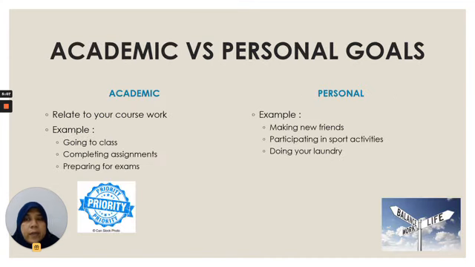Here's the difference between academic and personal goals. For academic, it needs to be related to your coursework. For example, going to class, completing the assignment, preparing for the exam. And this must be taken seriously, and priority should be given to academic goals.